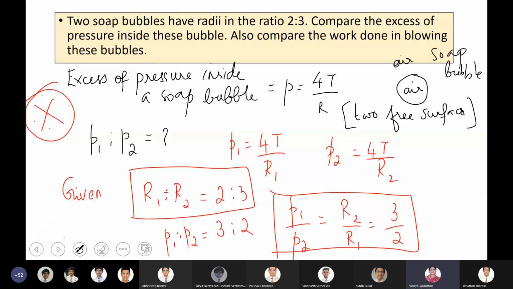This is the first part of the question. Second part of the question is compare the work done in blowing these bubbles. So we'll go for the formula for the work done in blowing these bubbles.